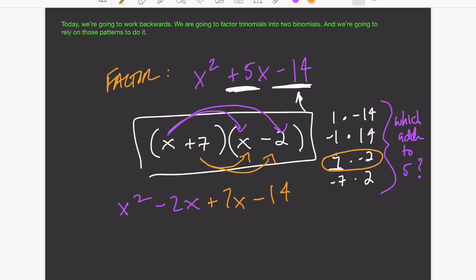So the last step here is I just have to combine these like terms right here. And so I end up with x squared, negative 2x plus 7x is plus 5x, minus 14. So now let's check. x squared, yep. 5x, yep. Negative 14, yep. And we did it all by looking at those patterns.